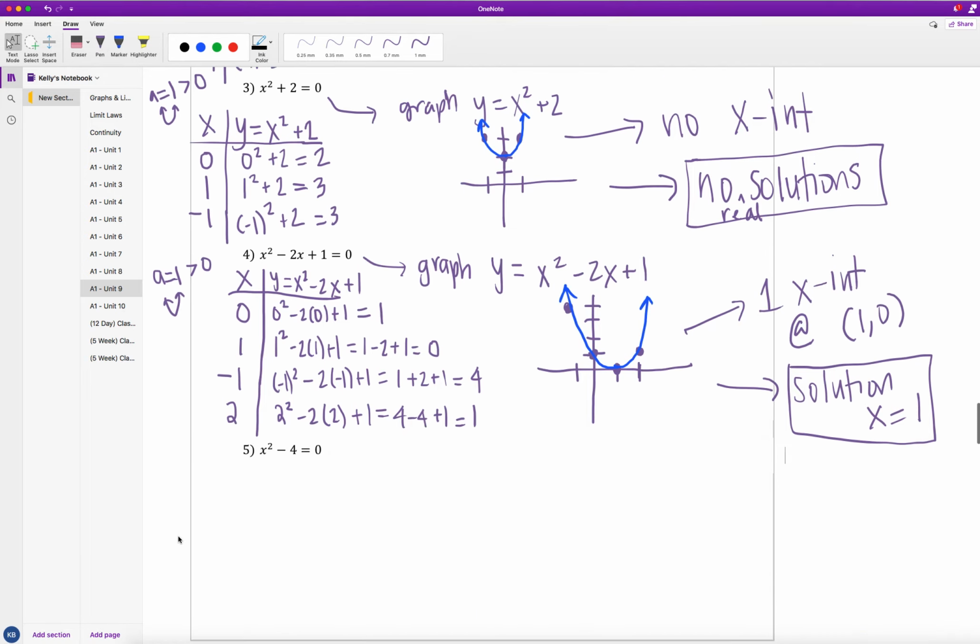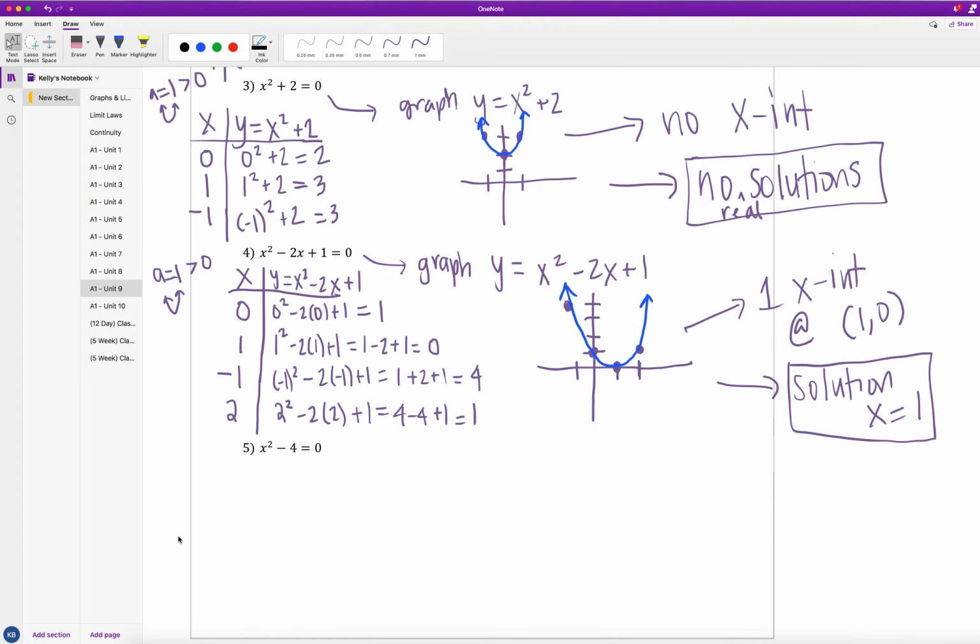Let's look at our last example by graphing. We have x squared minus 4 equals 0. Why don't you guys pause the video and graph this one on your own first. So we're graphing y equals x squared minus 4, and then we'll check it together.